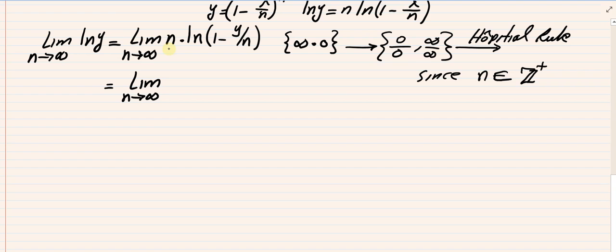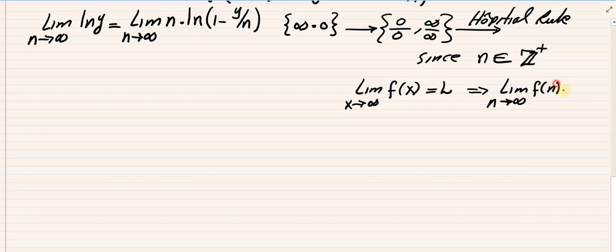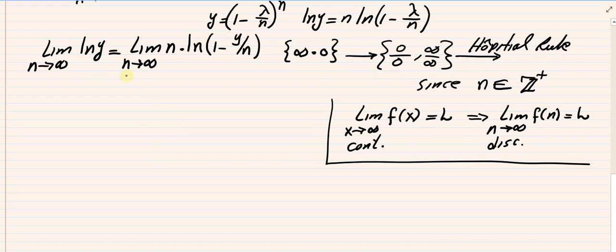So here's what we're going to do at this point. I'm going to use one of the theorems in calculus, which says that if the limit as x goes to infinity of f of x is equal to L, then the limit as n goes to infinity of f of n is also L. Here x is continuous, whereas n is actually discontinuous. Okay, so that's what I'm going to do now. In order to evaluate this limit, I'm going to use the continuous version of that.